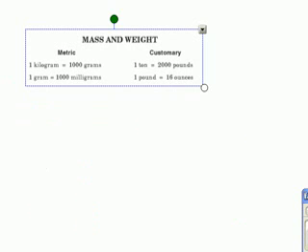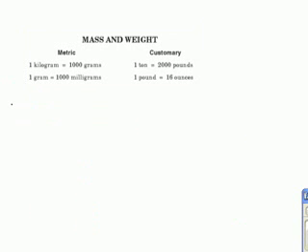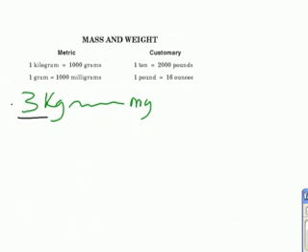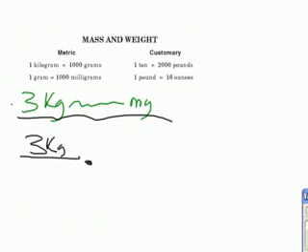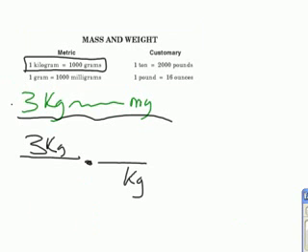On the next one, mass and weight, kilograms to milligrams. Let's say I give you 3 kilograms, and I want my answer to be in milligrams. All right, let's use the converting factor way to do it. First thing you're going to do is write down what you have, 3 kilograms. Write down a multiplication sign, and you want kilograms on the bottom so they cancel out. And we're going to look at what our first conversion is. It's 1 kilogram equals 1,000 grams.